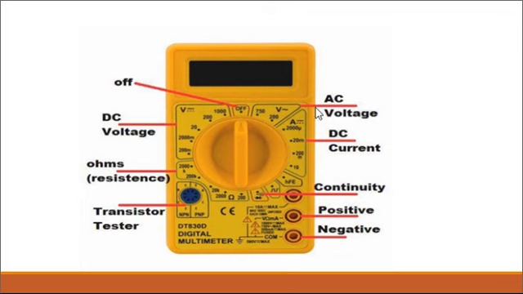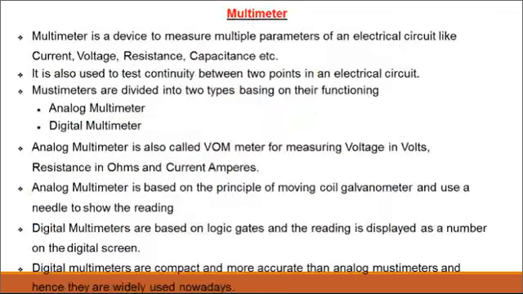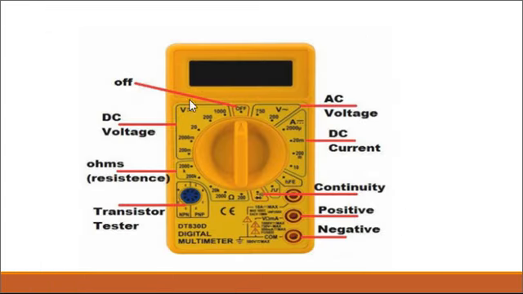So this is the digital multimeter. Digital multimeter means the reading will be shown as a number on the digital screen. This is a digital screen. So this is the digital multimeter.